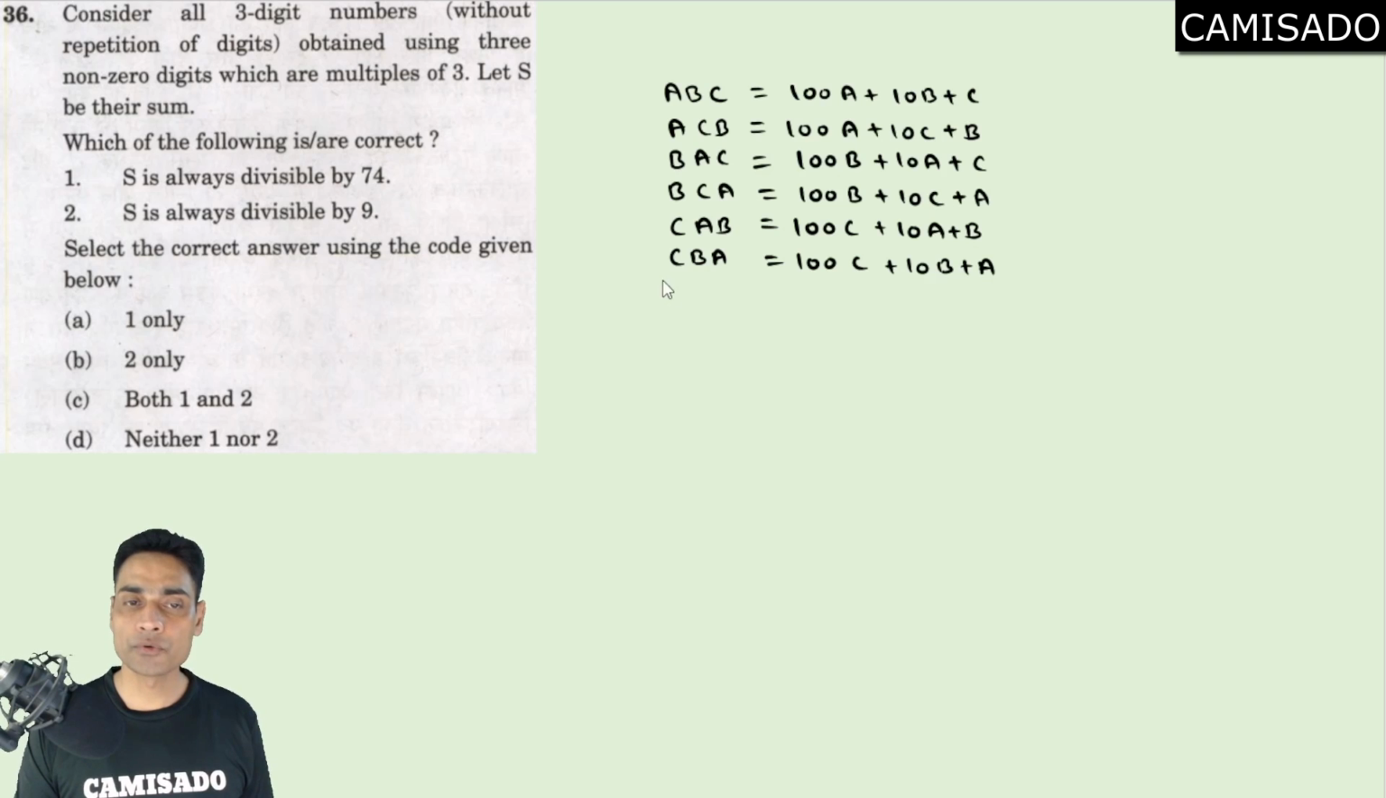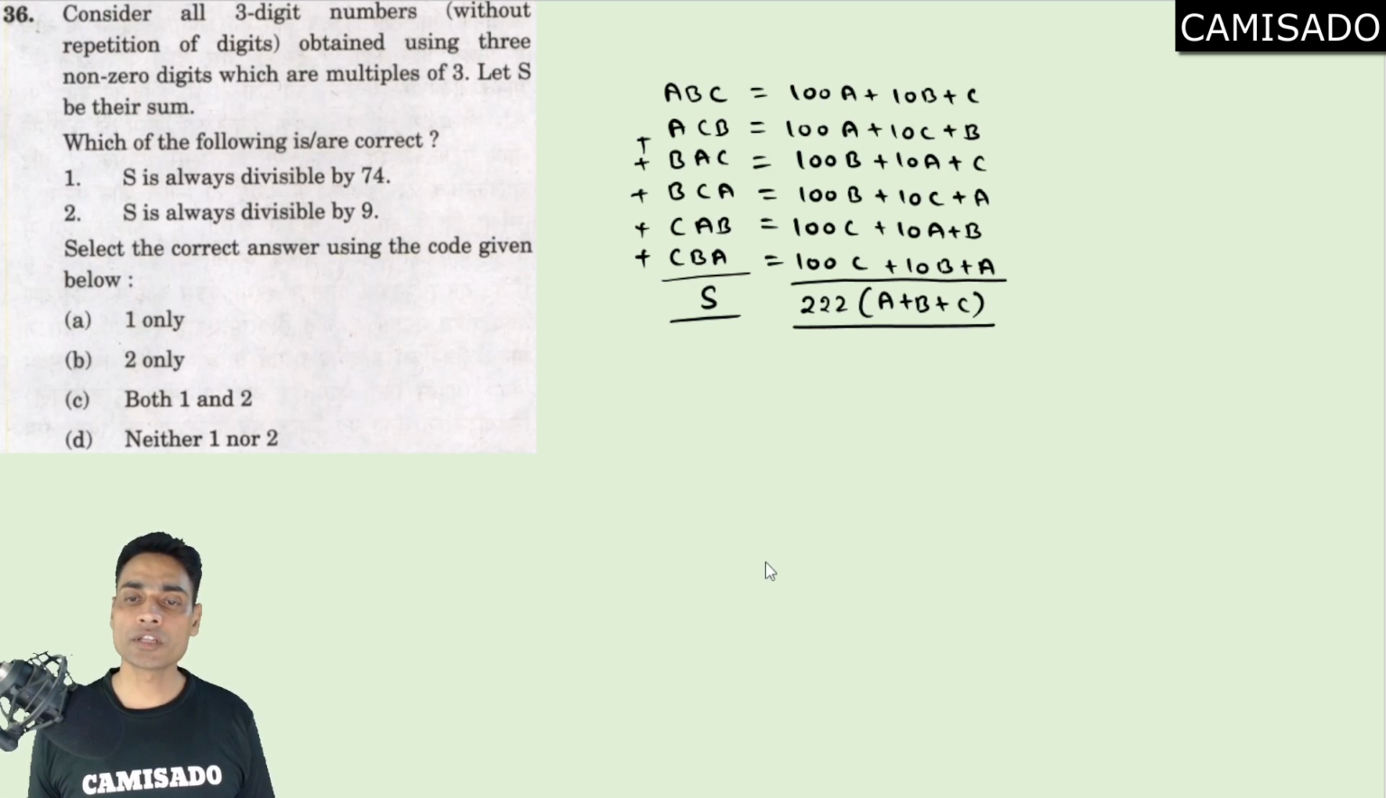Now suppose the sum of all of them is S. Here when we add, you will get 100A plus 100A, 200A, 10A plus 10A, 20A, so 220A and 2A. So 222, last time also we have done the same thing, so I am again doing it in short. So the sum is 222 into A plus B plus C.